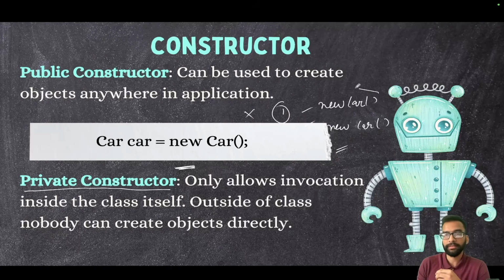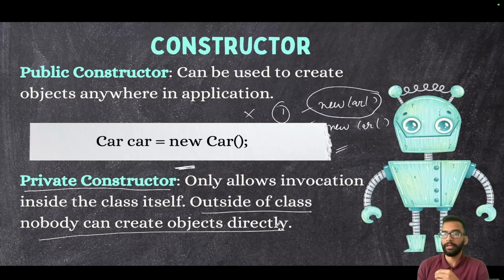It behaves similar to how the constructor works, but the only difference is that outside of the class, nobody can create the objects directly. It means we can maintain some kind of state with the constructor, that from outside we just invoke a method, but inside it knows if the object has been created or not, how many times it has been created, so that we can just create it once.